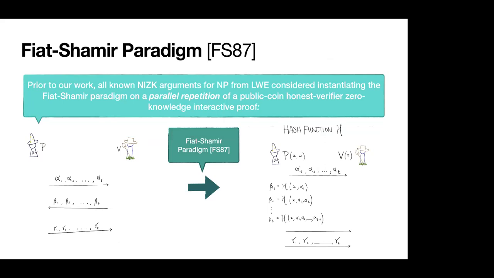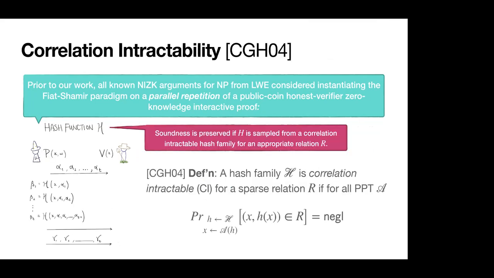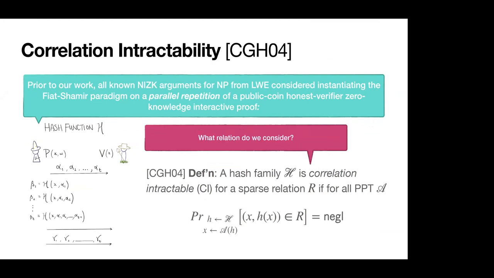And the Fiat-Shamir paradigm shows us how to compress this into a non-interactive protocol via some hash function H. And we would like that this usage of the hash function H preserves soundness to some degree. Namely, we can ask that it preserves computational soundness. And this happens if H is sampled from some correlation intractable hash family for an appropriate relation R. And what relation do we consider?